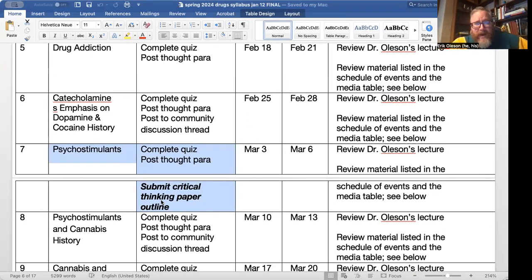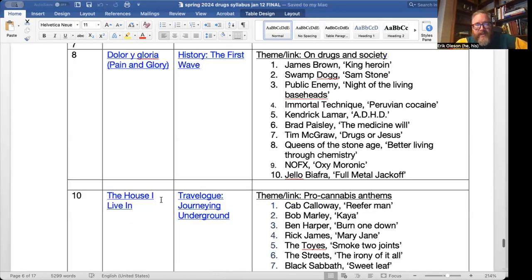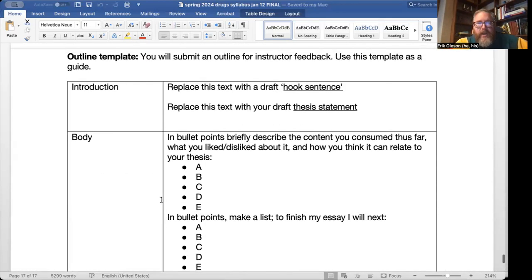Here, really, I'm looking for you to fill out this template at the very end. I would like you to come up with a hook sentence and a thesis statement of what your critical thinking paper might involve. I know that your outline is due before later movies come out, for example, or different mixtapes. You might not even consume the media that you really want to focus on in your essay yet, and that's okay.